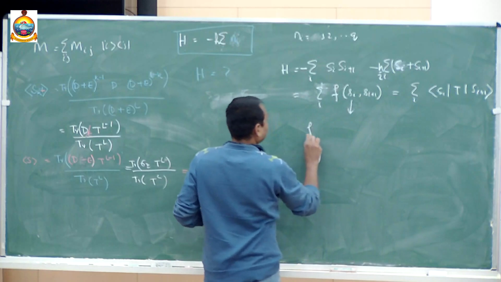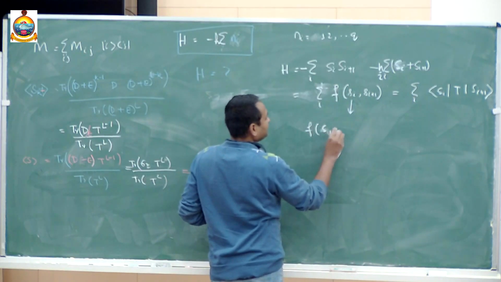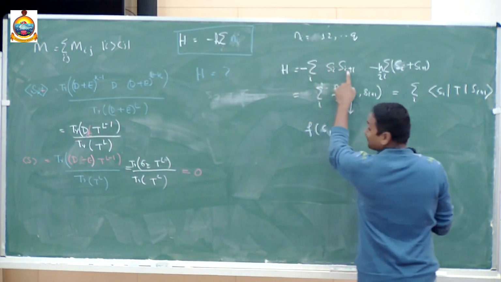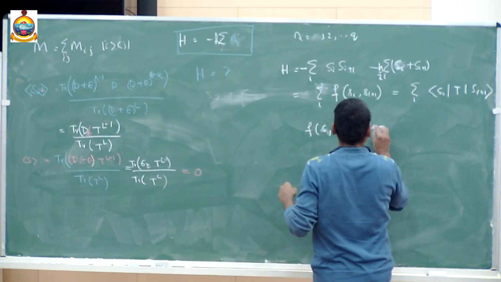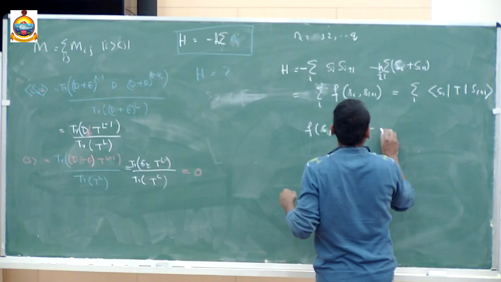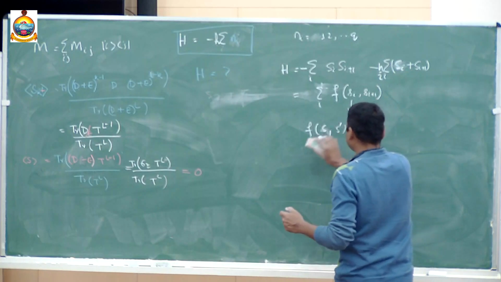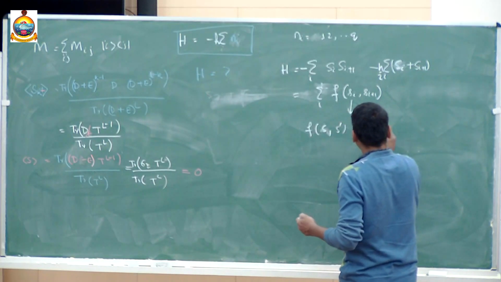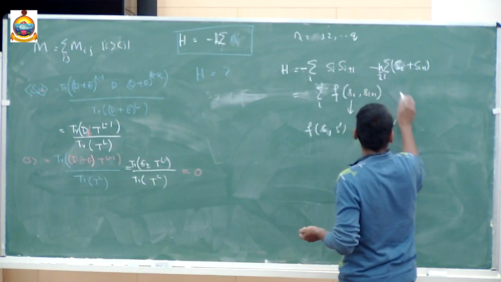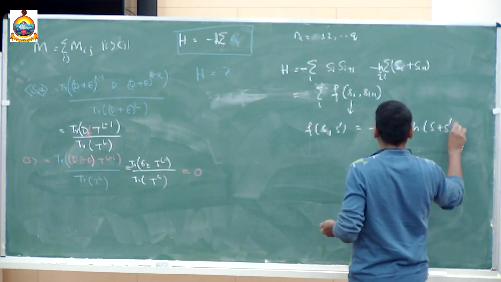Let me write S, S prime; it doesn't matter what they are. No, I made a mistake, sorry. Let us write f of S, S prime equal to minus S S prime, and minus h times (S + S prime)/2. That is just it.